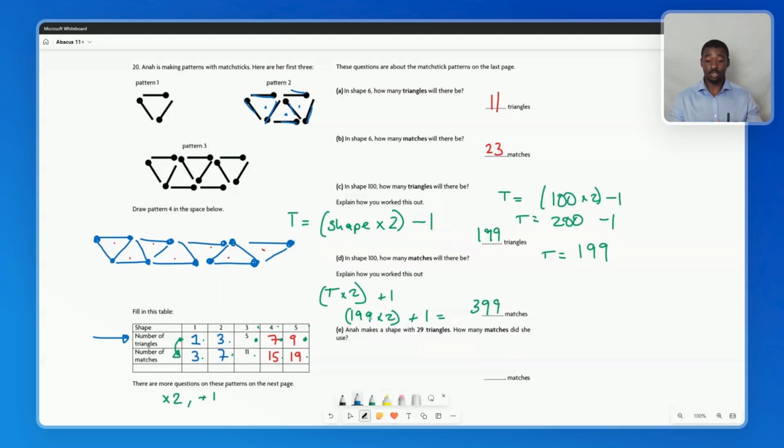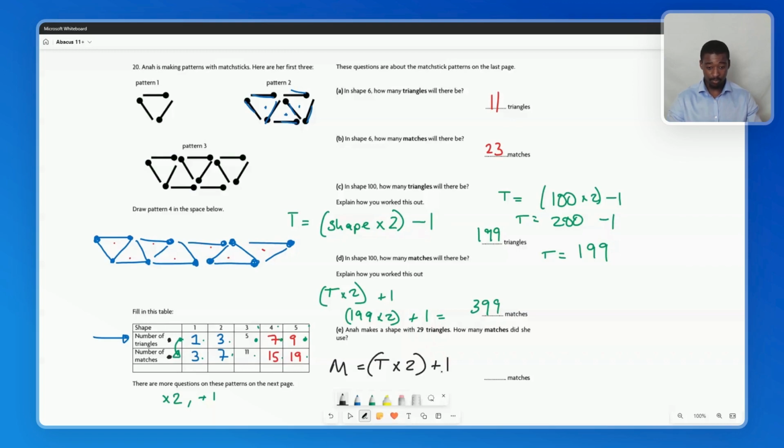Finally, for part E, we're told Anna makes a shape with 29 triangles. So how many matches did she use? Okay, so now we have a relationship between triangles and matches. We've already worked this out. That's what we did in part D. We know already that matches equals triangles times 2 plus 1.